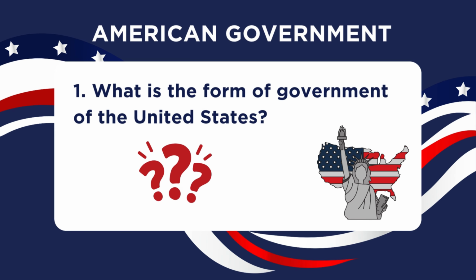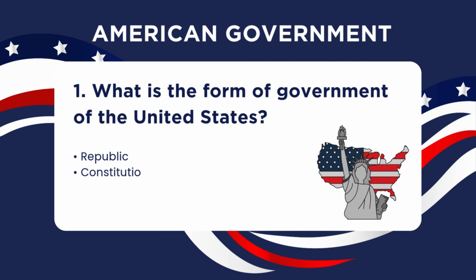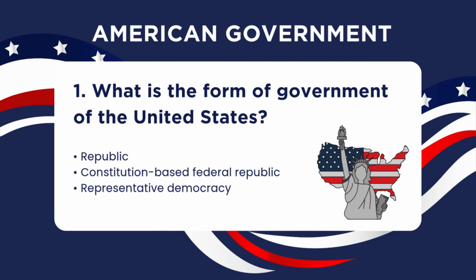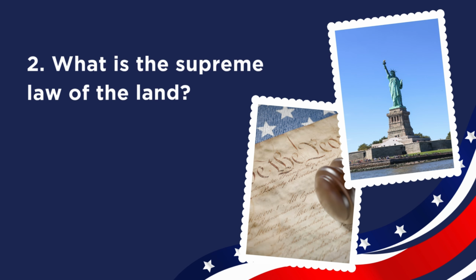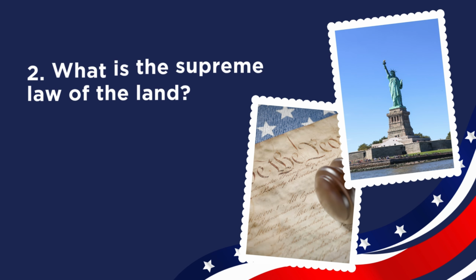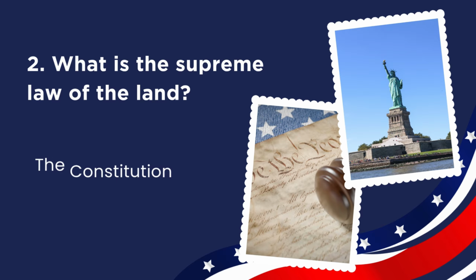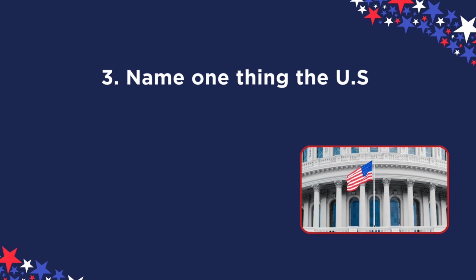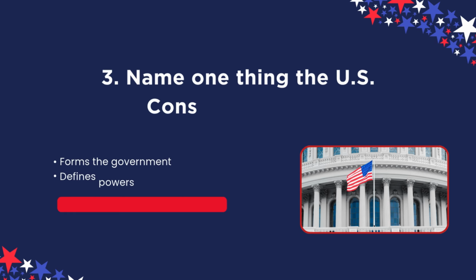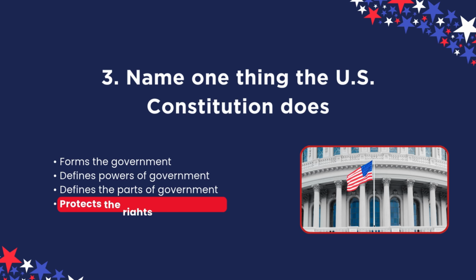What is the form of government of the United States? Republic, constitution-based federal republic, or representative democracy. What is the supreme law of the land? The Constitution. Name one thing the U.S. Constitution does. Forms the government, defines powers of government, defines the parts of government, or protects the rights of the people.